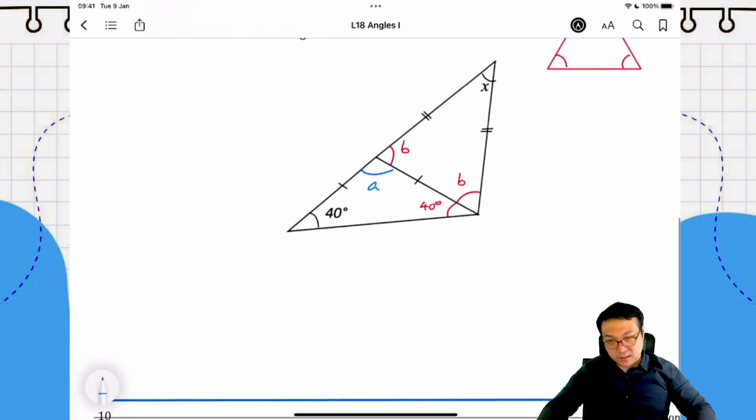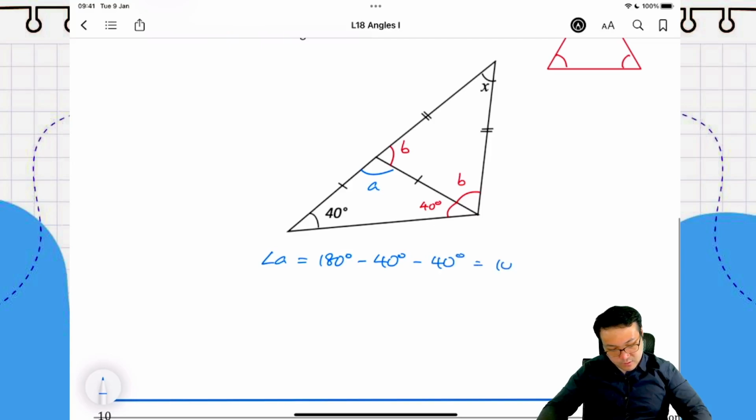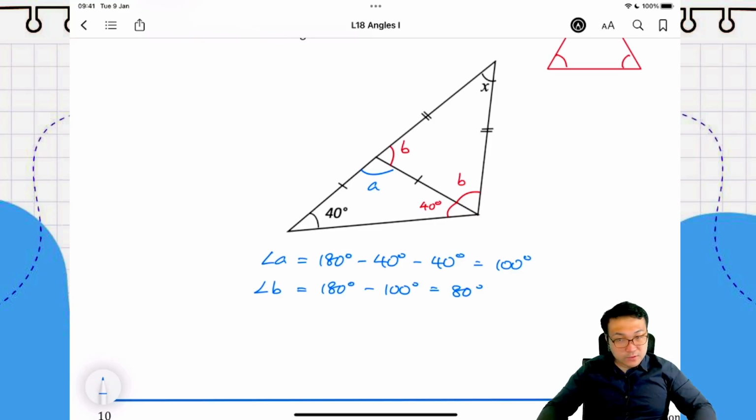Alright, so let's find angle A. What is angle A? Angle A is 100. Yes, 180 minus 40 minus 40, you get 100. What is angle B? B will be 180 minus... Oh, actually just 40 plus 40. So then angle X. Sorry, what do you say? 40 plus 40? Yeah. Wait. Which one is 40 plus 40?